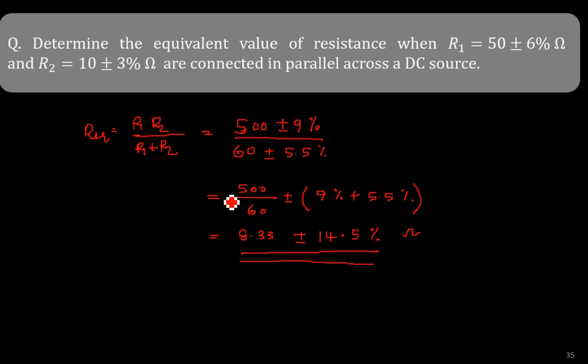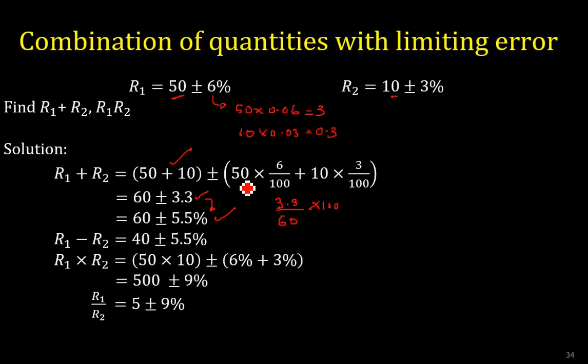So when you connect two resistors in parallel with some error, your error is getting magnified. That you can see. So remember, when you multiply and divide, you can directly sum up the percentage errors. When you add the quantities together, you have to take the absolute error. Again, the absolute error of 50 plus or minus 6% is 50 into 6 by 100, that is 3, and for this it is 10 into 3 by 100, that is 0.3.